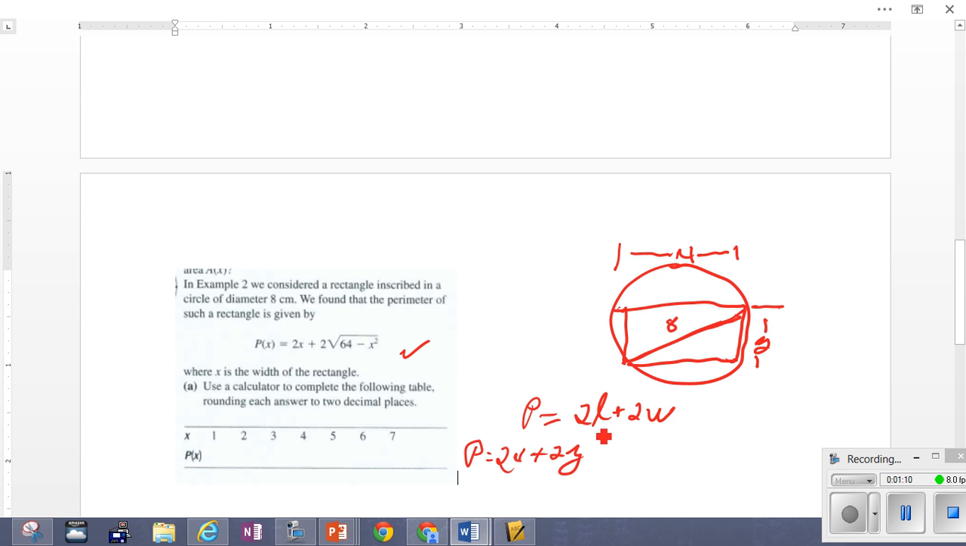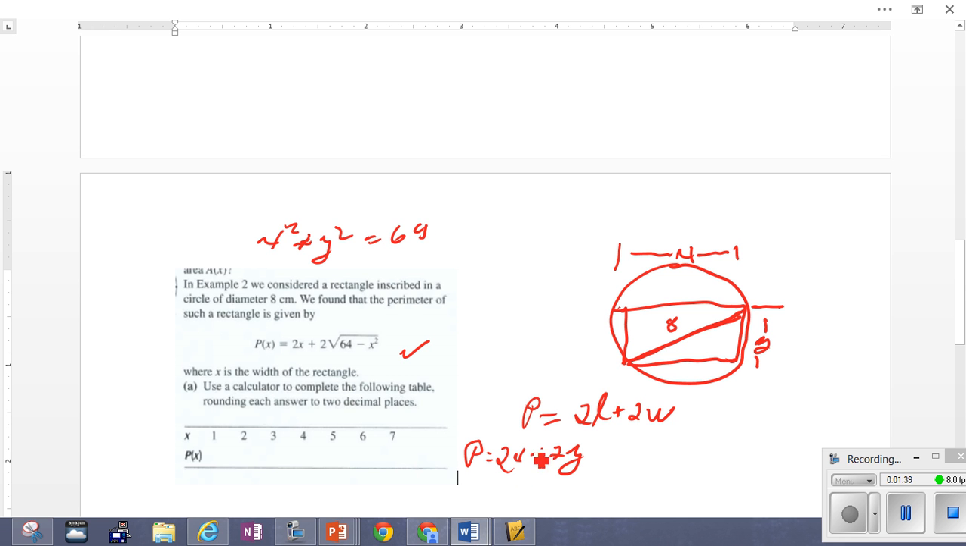But where does the diagonal come in? Well, of course, the diagonal splits the rectangle into 2 right triangles, upon which Pythagoras is going to hold here. Okay, so by the Pythagorean theorem, we would have that x squared plus y squared equals the hypotenuse squared, which is 64.